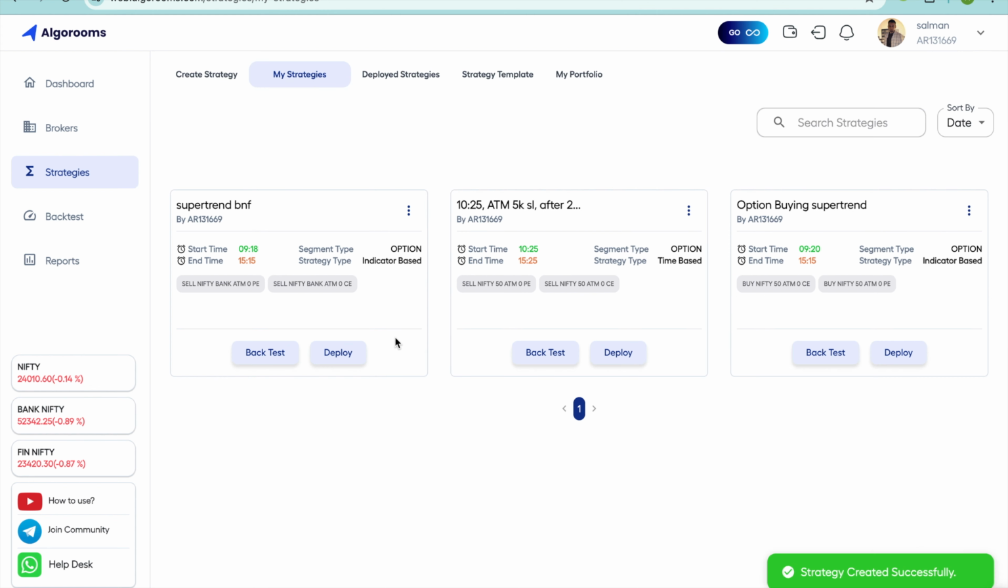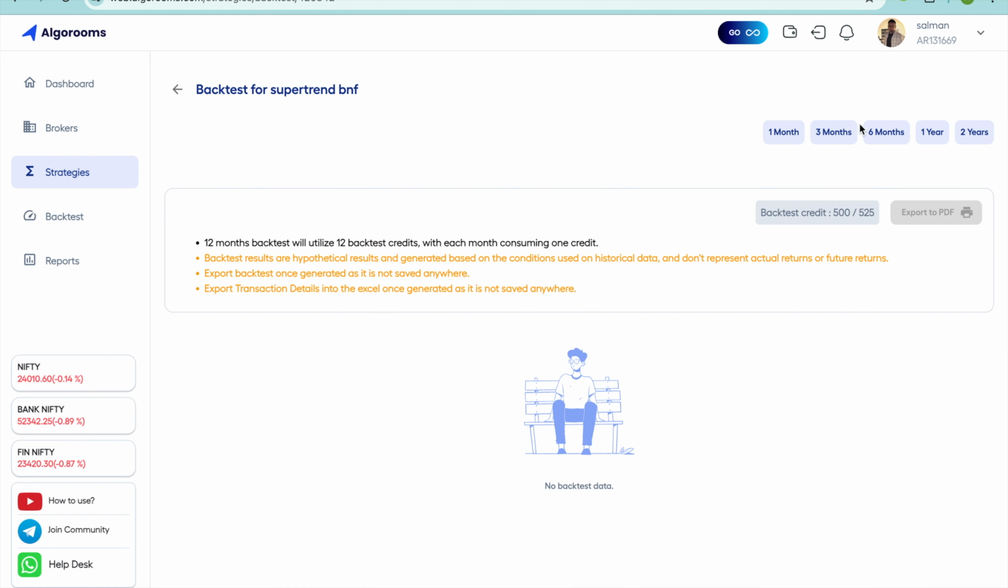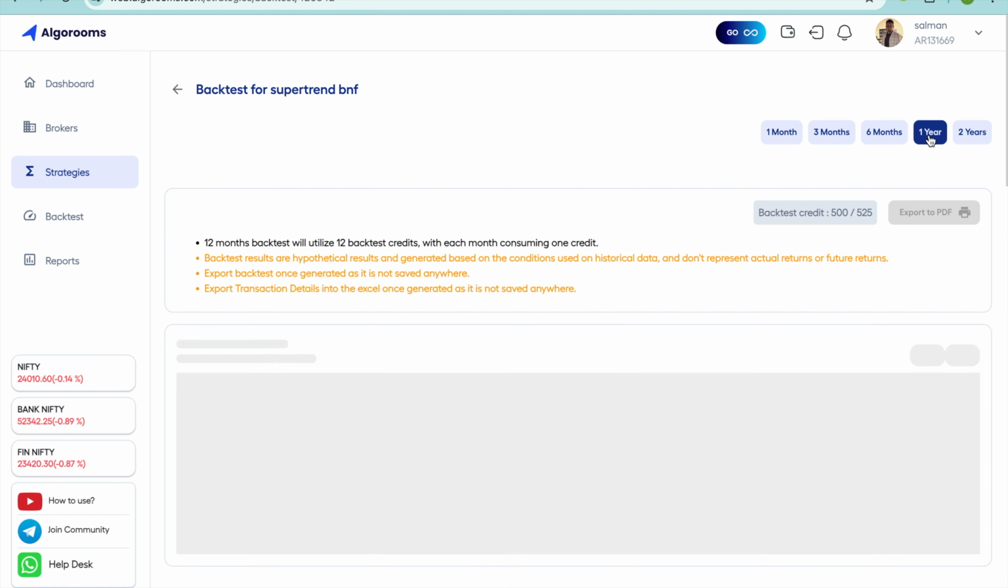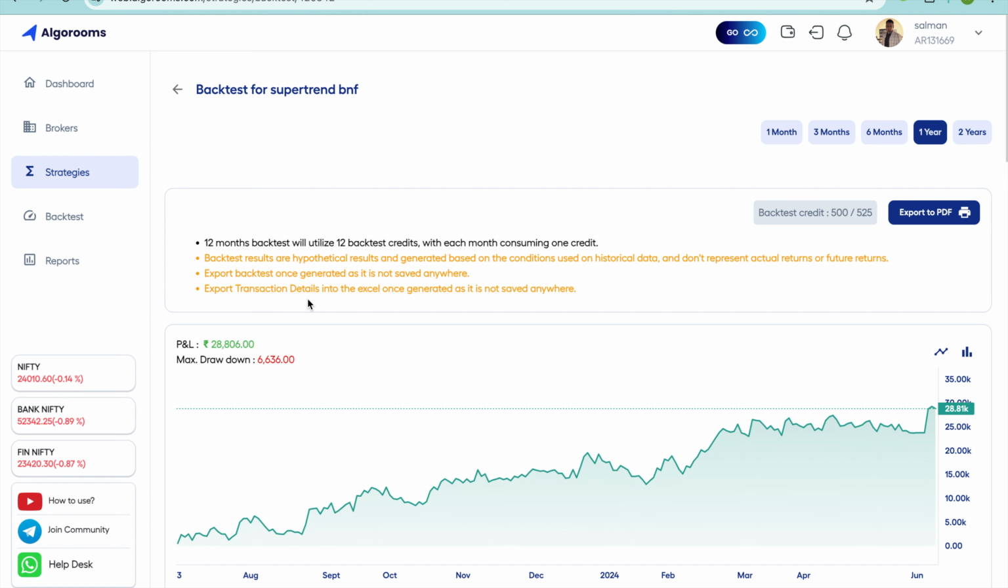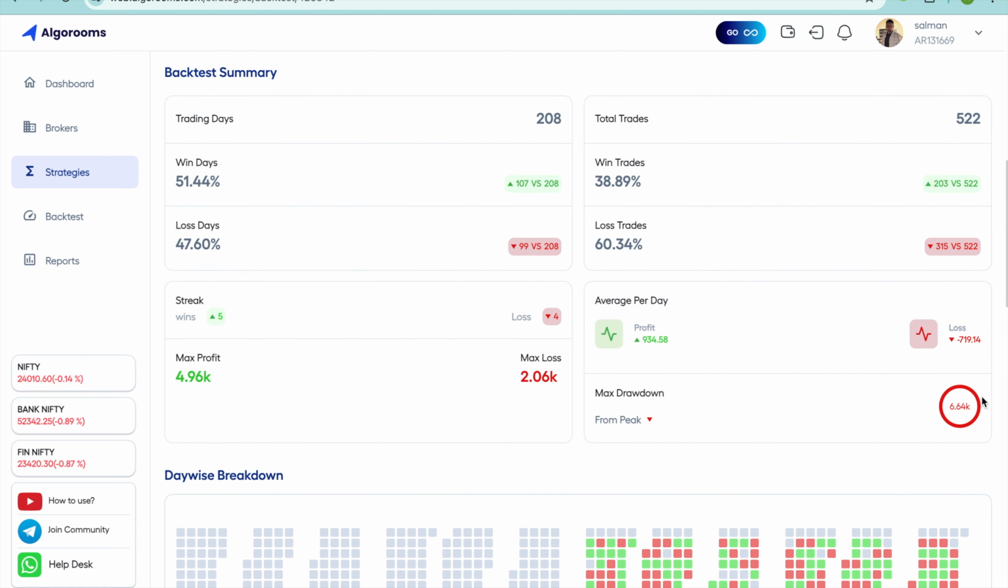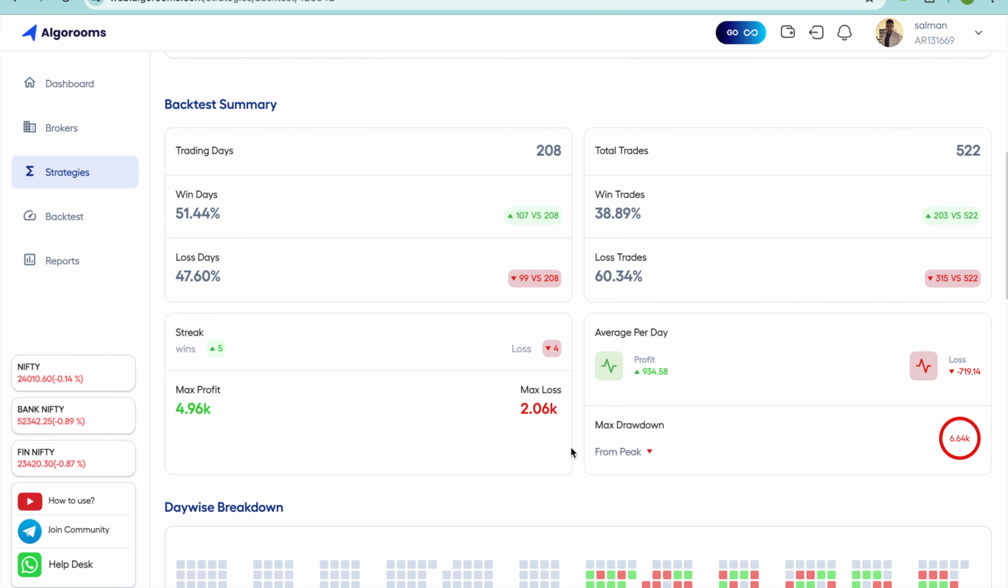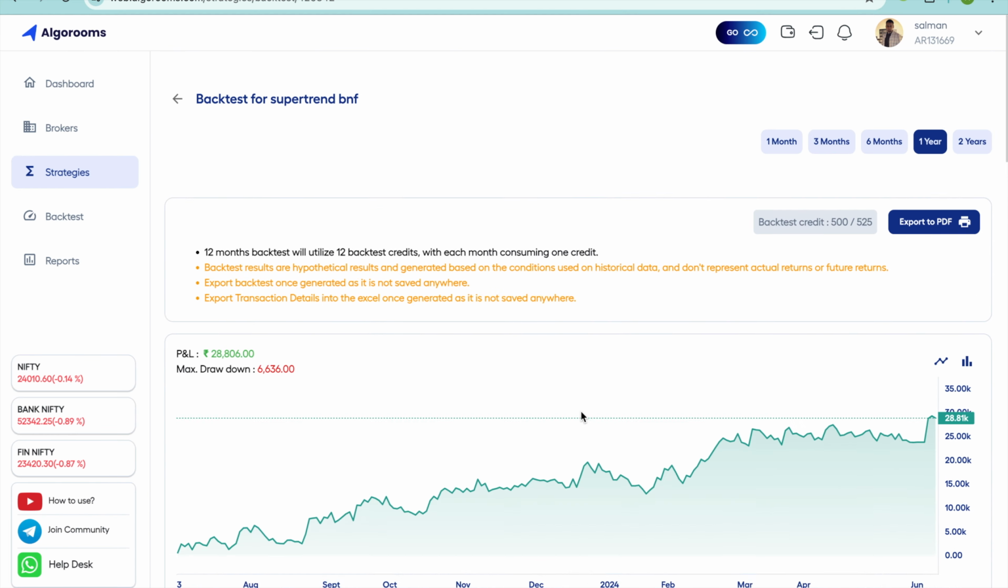Let's check it again. What are the backtest results? I am doing all the backtests so that you don't have to, and I'm helping you out with this backtesting. Now again the profit has come to 28,000. No amount of fine tuning it as much as possible is working.